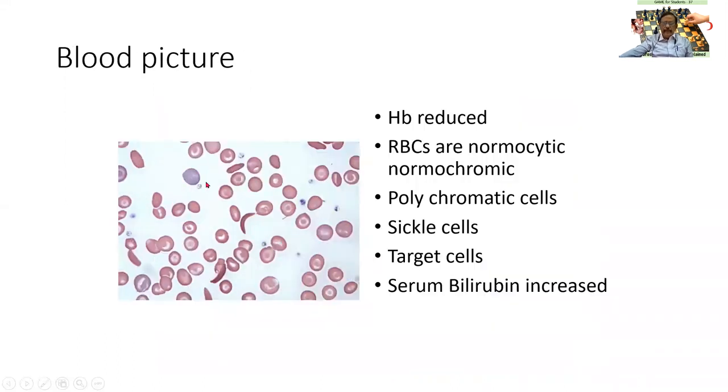What are the features of it? The hemoglobin is reduced. RBCs are normocytic, normochromic. Take this cell for example. There is no pallor. It is normocytic, normochromic. Polychromatic cells are seen, as pointed out. Sickle cells are present. Target cells are present. And being a hemolytic anemia, the serum bilirubin is increased.